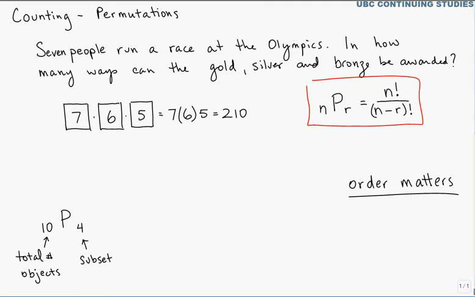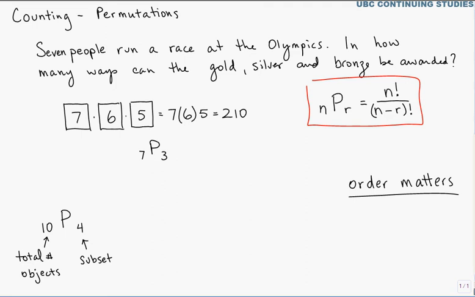Now, another way to symbolize this would be to use the symbols for permutations. There isn't really a special symbol, but they use the letter P with 2 numbers on either side of it. The way to represent this would be 7P3. So the 7 means that we have 7 objects, in this case 7 runners. And we want to find the number of permutations of a subset of those 7, in this case 3, because there are 3 medal winners. So 7P3.